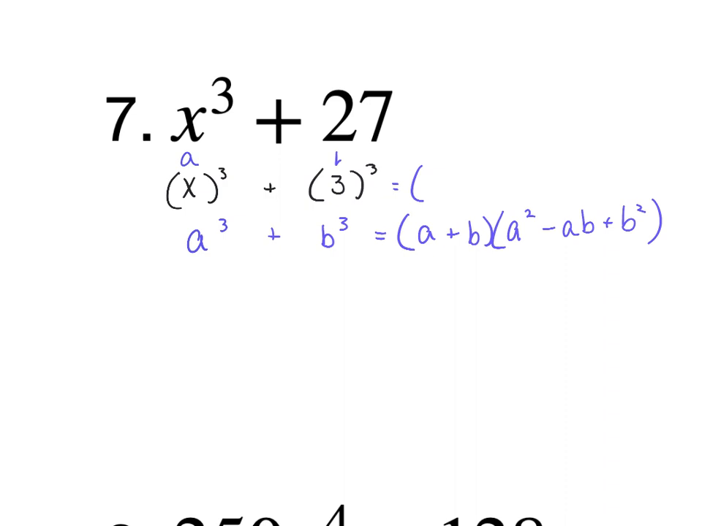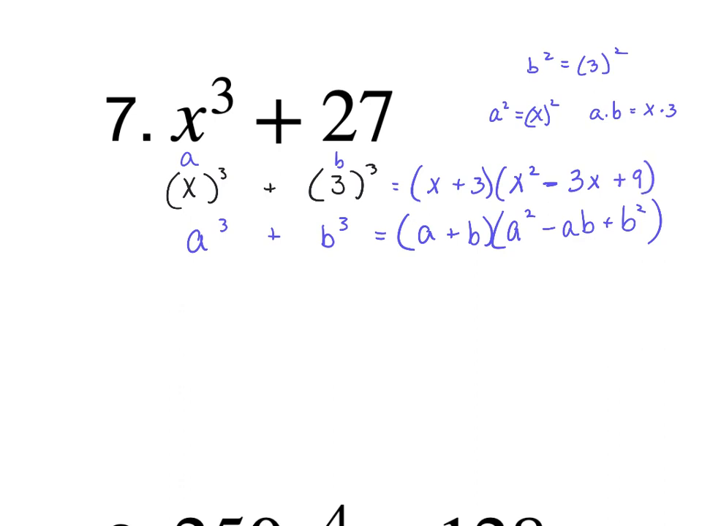Our a is x, our b is 3. So we go x plus 3. That says take whatever a is and square it. So ours is an x that we square. That's x squared. Then it says put a minus sign. And it says take a times b. Our a is x, our b is 3, so x times 3 is 3x. And then the formula says take the b value and square it. So b squared, our b value is 3, we square it, and that is a 9. And there we go. We have just factored it.